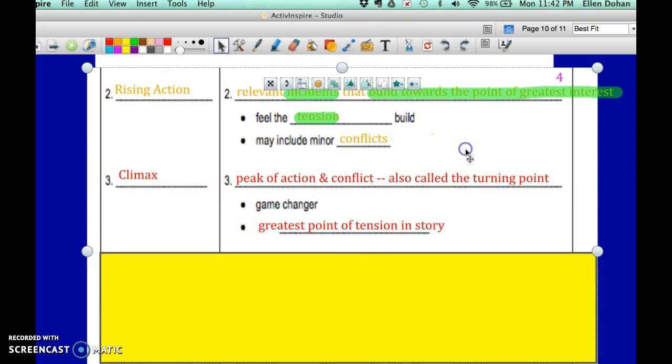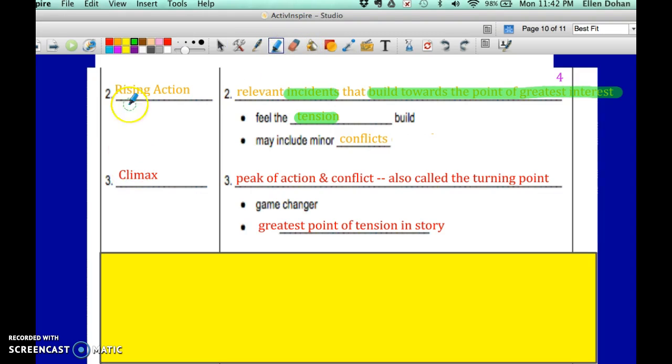The most important and the turning point in the story is the climax. So this is what the story is building to. The climax is what's referred to as the peak of action and conflict. It's also called the turning point because we're not introduced to any new conflicts at this point. Here's where we shift gears and turn towards wrapping up how this conflict is going to be solved. So I like to call it the game changer. And it's also the greatest point of tension in the story. And that tension can be very exciting and positive, or it can be scary tension.